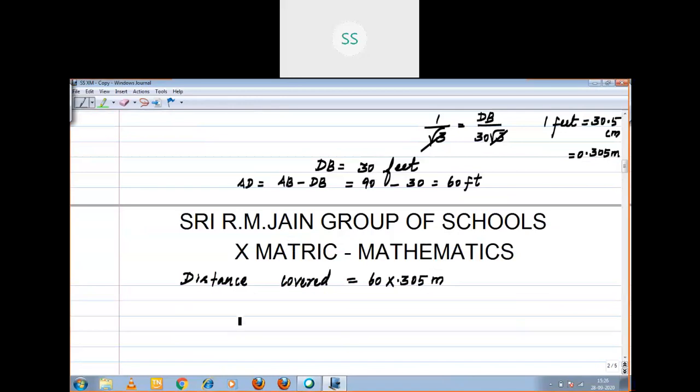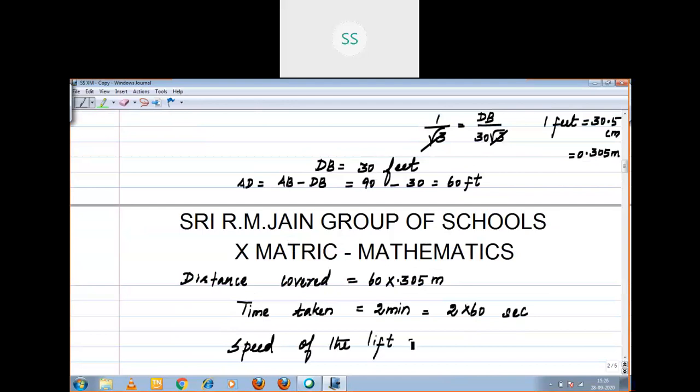Time taken equal to 2 minutes. That I am going to convert into seconds. What can I do? I should multiply by 60. 1 minute equal to 60 seconds. 2 minutes means 2 into 60. Speed of the lift. They are expecting speed of the lift.